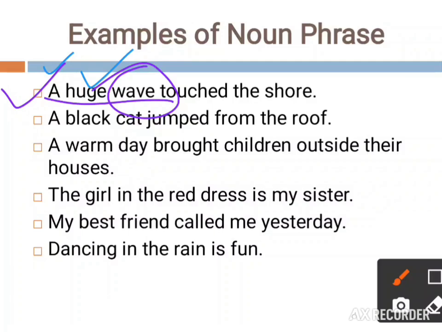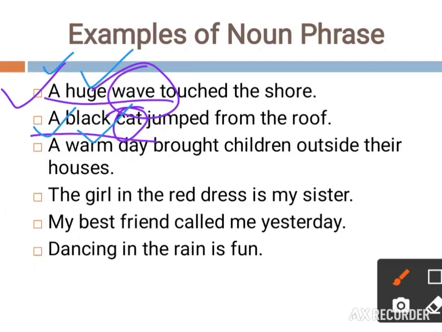Now the next one, a black cat jumped from the roof. Tell the answer. Just find out the answer yourself. Yes, correct. What jumped from the roof? A black cat jumped from the roof. What is the noun here? Cat is the noun. And then what are the other words? A is the determiner, that is the article, and black again is the adjective here. It is telling more about the cat. So a black cat is the noun phrase here.